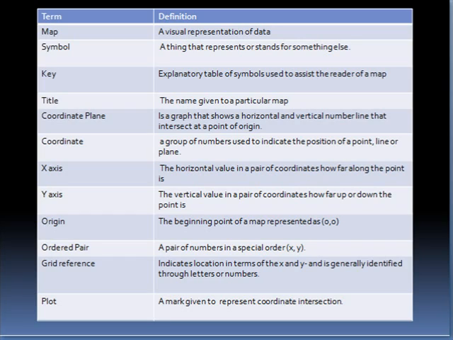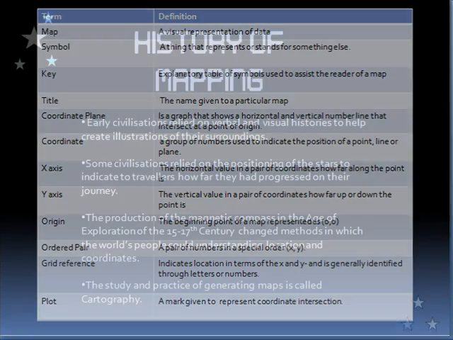Coordinate plane, a graph that shows a horizontal and vertical number line that intersect at a point of origin. Coordinate, a group of numbers used to indicate the position of a point, line, or plane. X-axis, the horizontal value in a pair of coordinates that indicates how far along the point is. Y-axis, the vertical value in a pair of coordinates that indicates how far up or down the point is. Origin, the beginning point of a map, represented as 0, 0. Grid reference, indicates the location in terms of X and Y and is generally identified through numbers or letters. Plot, a mark given to represent the coordinate intersection.